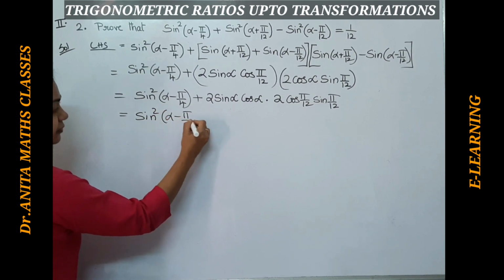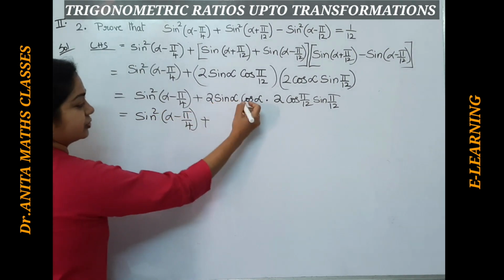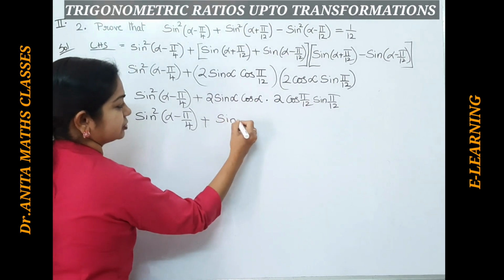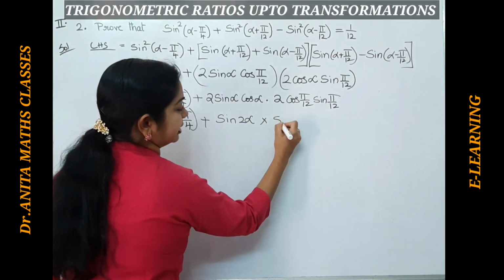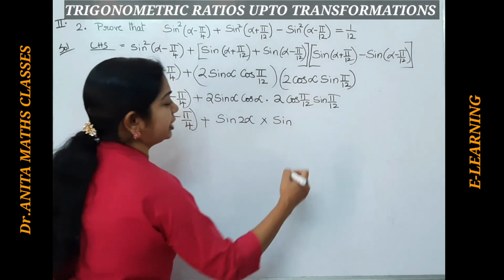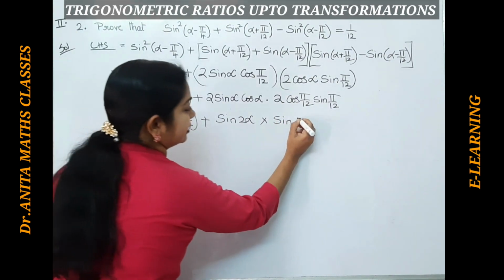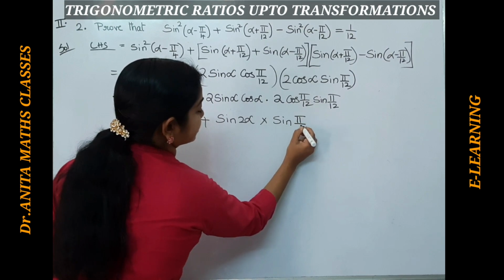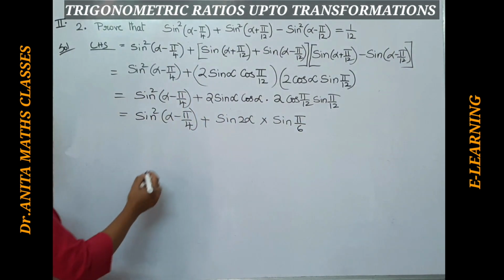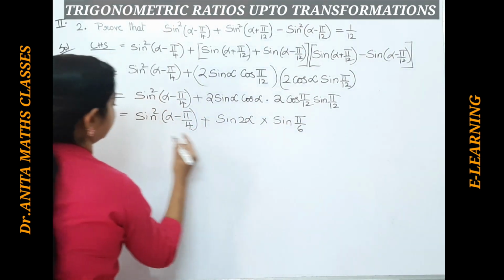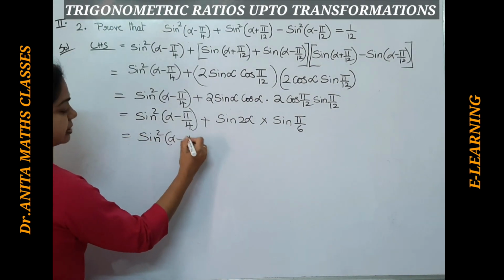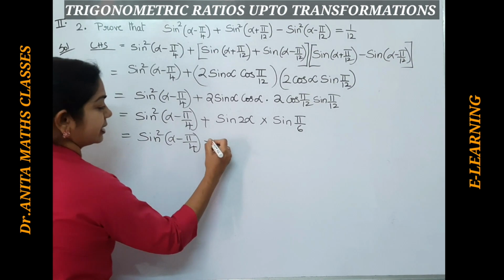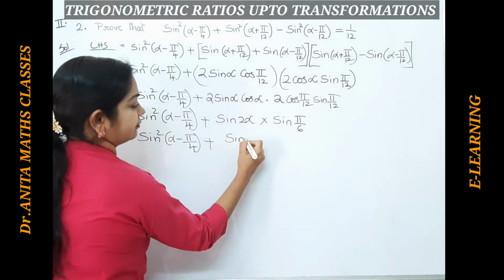we were applying here. So, this becomes sine 2 alpha, and into this becomes sine 2 into pi by 12, that is pi by 6. Okay, here that means this is sine 30 degrees. So let us write sine square alpha minus pi by 4 plus sine 2 alpha.